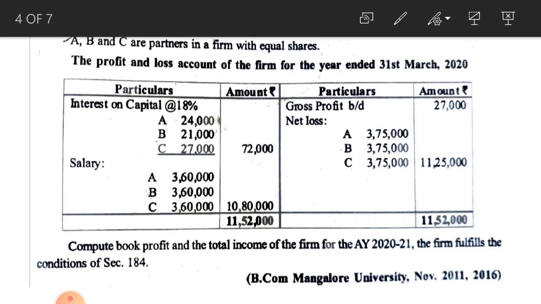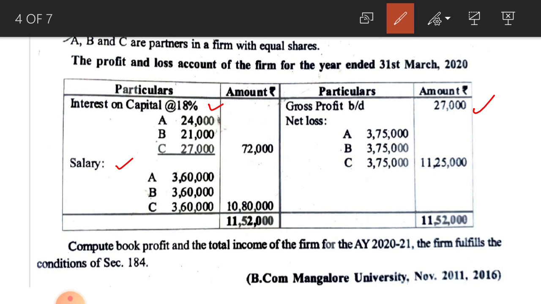Gross profit brought down is given, that is 27,000, and on the debit side interest on capital at 18% and salary is given, that is interest on capital at the rate of 18%, for A, B, C 24,000, 21,000, 27,000 respectively, and salary 3,60,000 respectively is given. So, the total amount of salary is 10,80,000 and net loss amounts to rupees 3,75,000 each. So, the total net loss amounts to 11,25,000. So, the total of your profit and loss balance is 11,52,000. Compute book profit and the total income of the firm for the assessment year 2020-21.